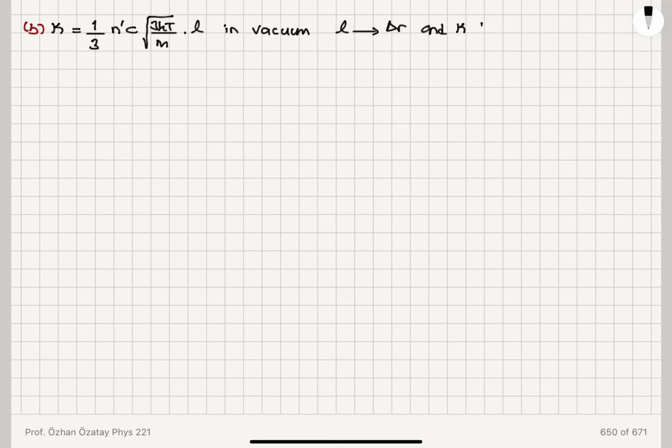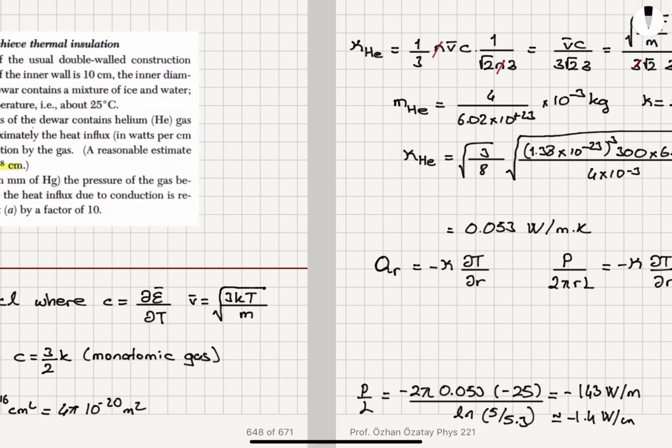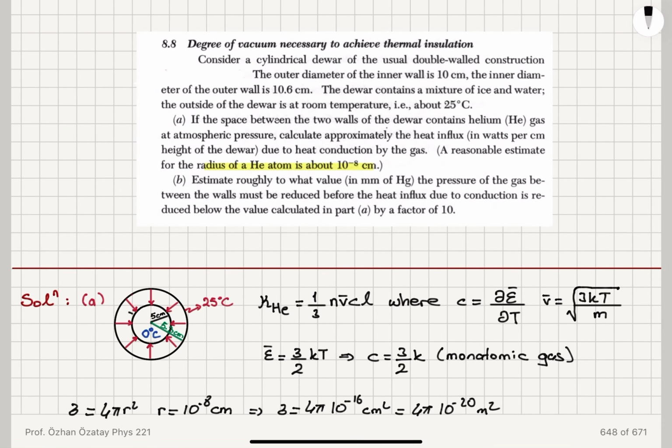such that the thermal conductivity kappa becomes pressure dependent. So it depends on the pressure. Normally it's not dependent on the pressure or n, but because we have the vacuum situation here, the mean free path becomes pressure dependent. So with this new thermal conductivity, kappa prime is 0.053 divided by 10, because we have a factor of 10 reduction in thermal conductivity here.